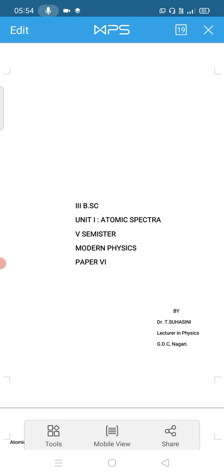Today, I will explain the topic vector atom model. This topic is in 5th semester, 6th paper, modern physics.